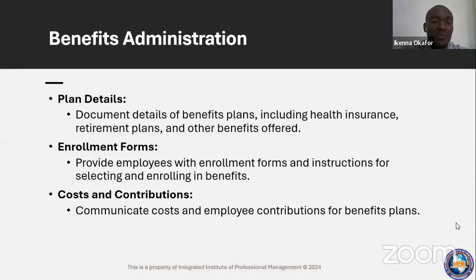Benefits administration. Document details of benefits plans, including health insurance, retirement, and other benefits offered. These should be clear. Then enrollment form. Provide employees with enrollment forms and instructions. So where you want the employee to get their pension, you have to provide those forms for them to fill and ensure they fill them correctly. Ensure that what they fill is not contrary to what you have on your payment document.